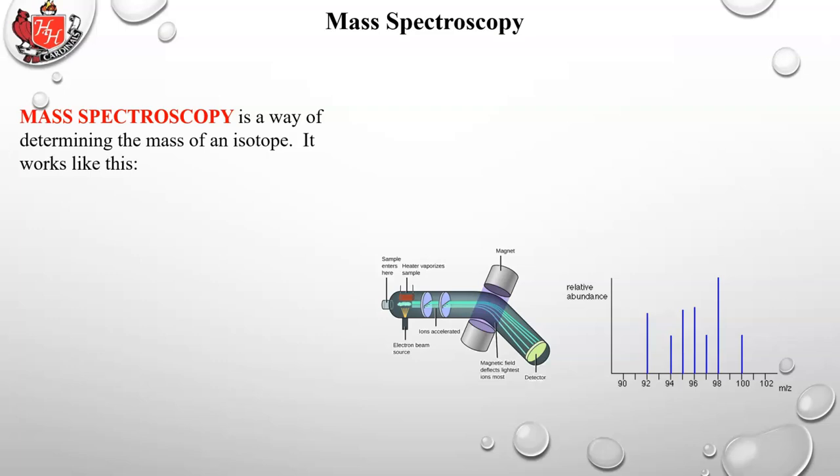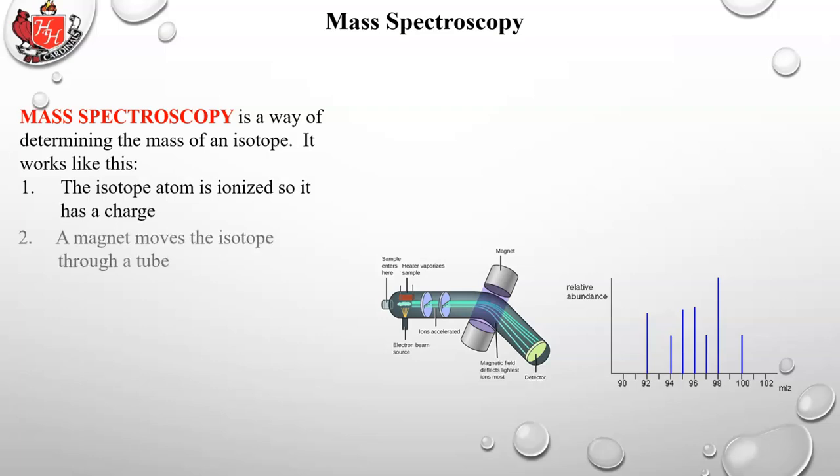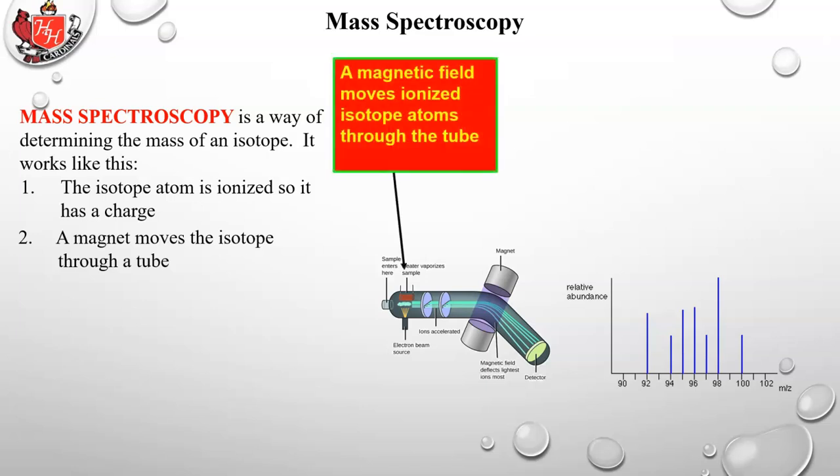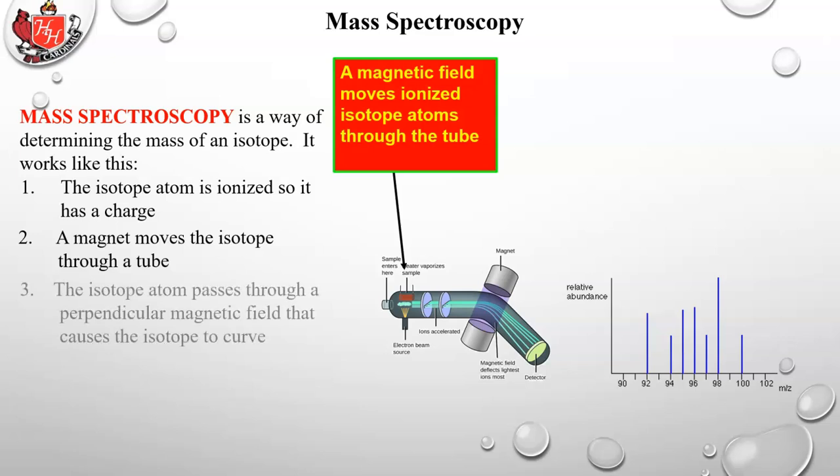Okay, so mass spectroscopy is a way of determining the mass of an isotope. It works like this. The isotope atom is ionized so that it has a charge. An atom must have a charge in order to be moved by a magnet. A magnet on the left side of that apparatus pushes on the isotope and pushes it to the right through the tube. So a magnetic field moves ionized isotope atoms through the tube.